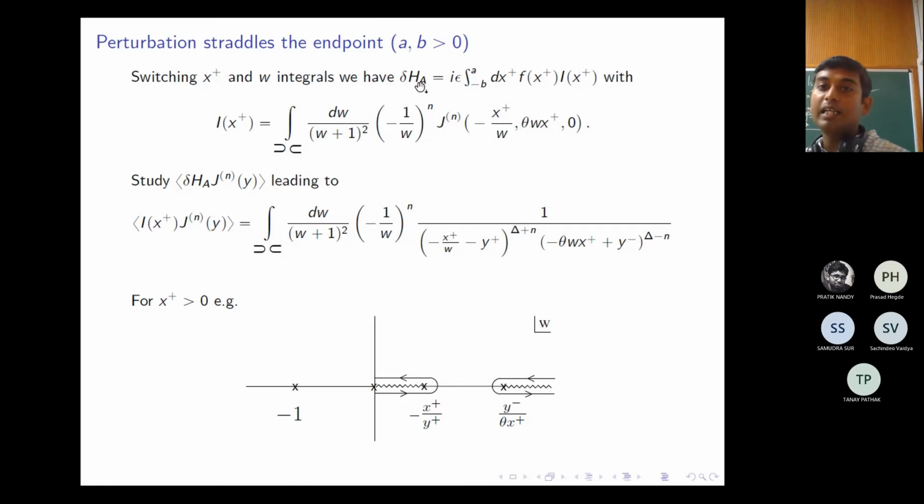we have written the delta H_A as some dx plus integral f x plus I x plus, where I x plus is given by that. It's just a rewriting of the Sarasugajin formula. And once again, we have calculated delta H J and Y, which for I x plus J and Y gives this form. And then you can write down their branch cuts in this fashion in the W plane. I'm being intentionally a bit fast here.